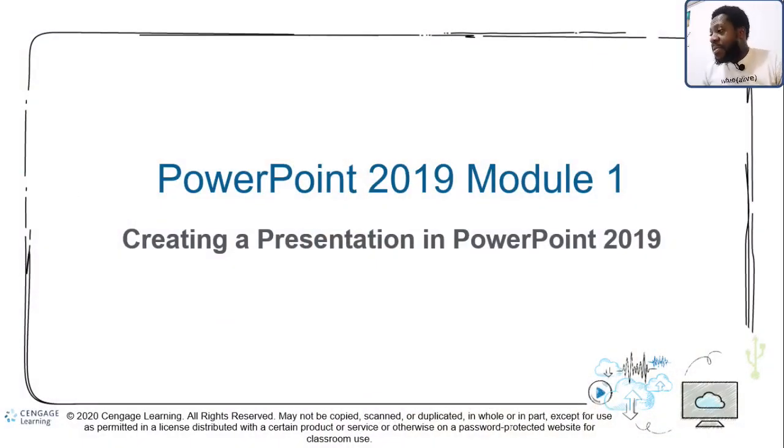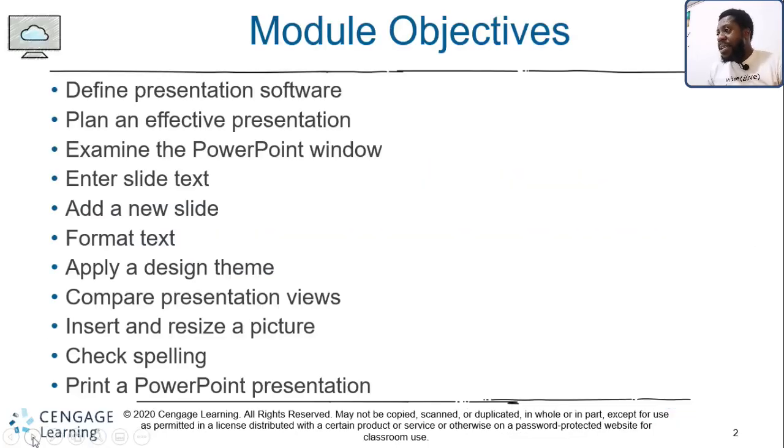What are our objectives for this particular session? Primarily, we are trying to define what a presentation software is. We need to know how to plan an effective presentation. We'll be quite brisk about some of these things: how we examine the PowerPoint window, enter slide text, add a new slide, format text, apply themes, check spelling, compare presentation views, etc., and of course, printing it out. So let's not waste too much time.